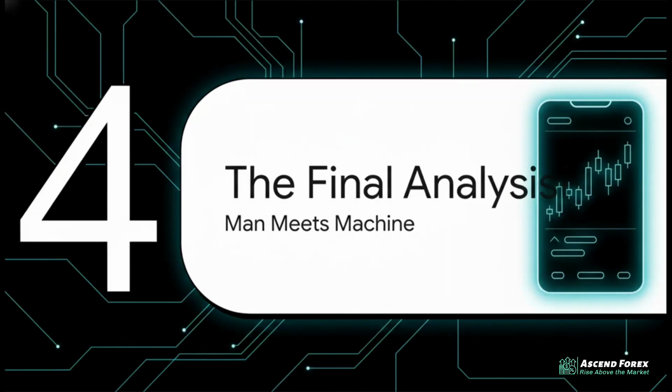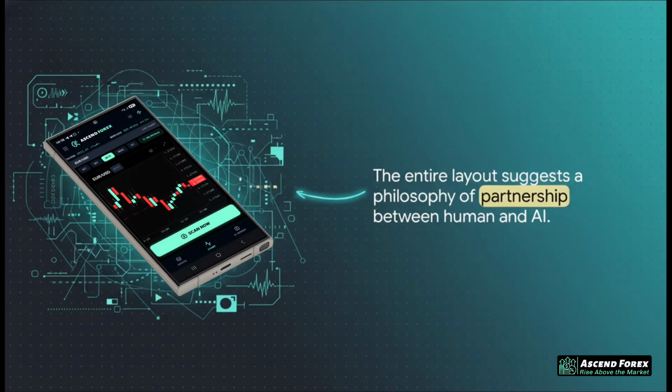Okay, let's step back and put all the pieces together. You've got the super clean, fast dashboard, you've got the pro-grade charting tools, and then you have these just groundbreaking AI features. When you see it all at once, a really clear picture of the future of trading starts to snap into focus. And this really gets to the core philosophy here. The whole layout, the whole idea behind Ascend Forex, it's not about replacing the trader. Not at all. It's about making the trader unstoppable. The professional tools are there for your analysis, for your skill. And the AI, it's there to supercharge everything you do.